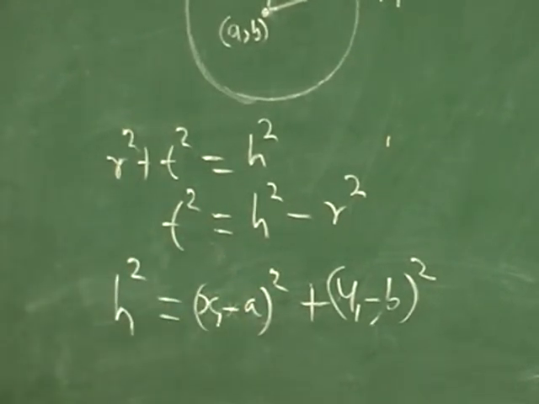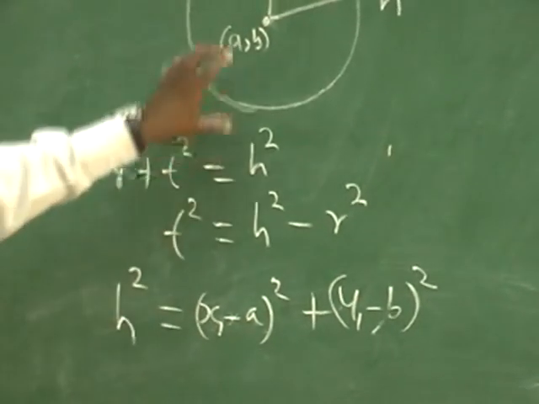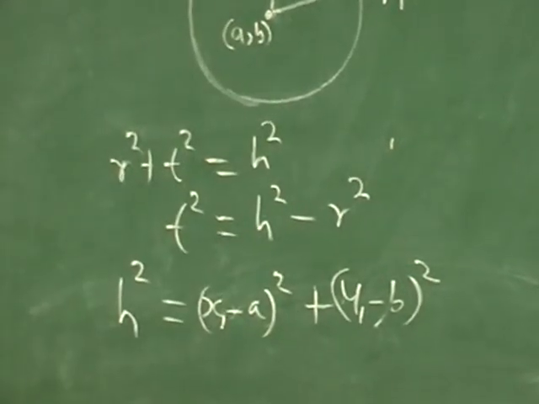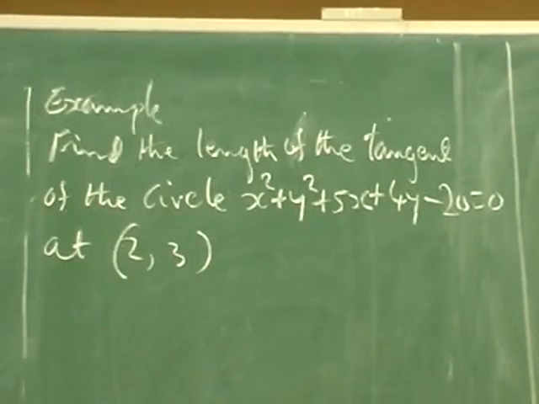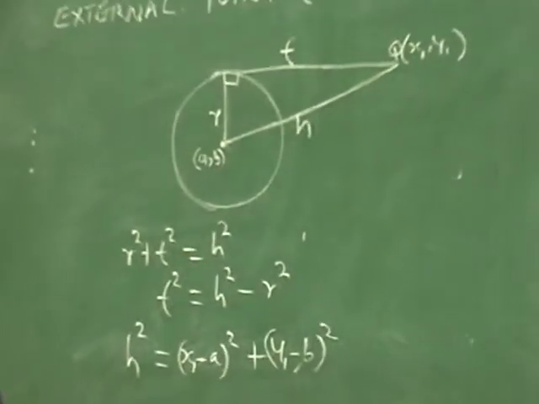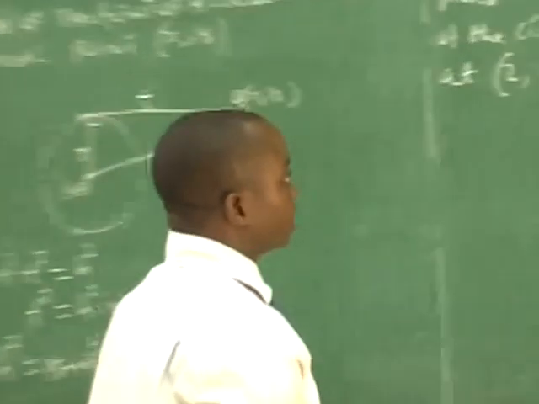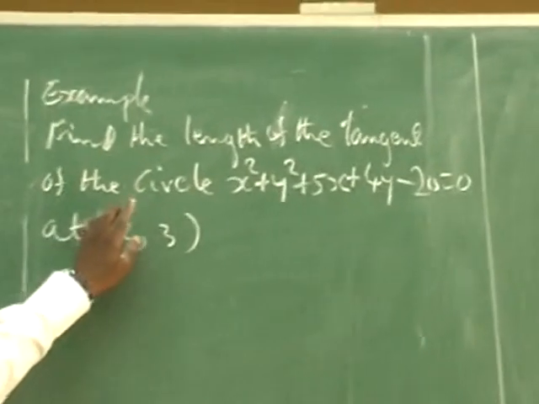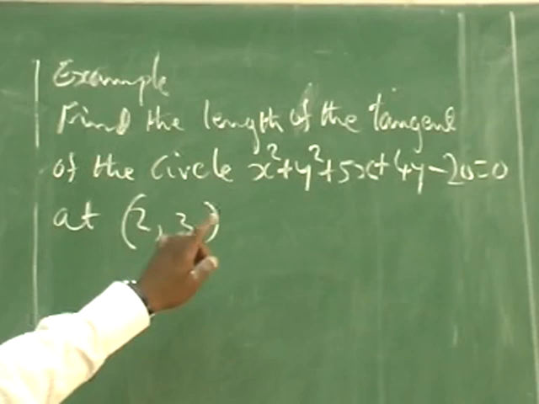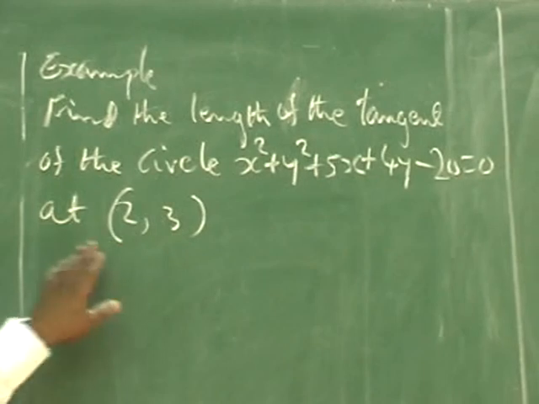Now, for us to understand this thing properly, we are going to take one example that will help us know how we can derive the length of the tangent. Let's take this example so that we can understand how we can use this formula now to find the tangent of the circle. If you are given to find the length of the tangent of the circle, and we are given this circle at this point.